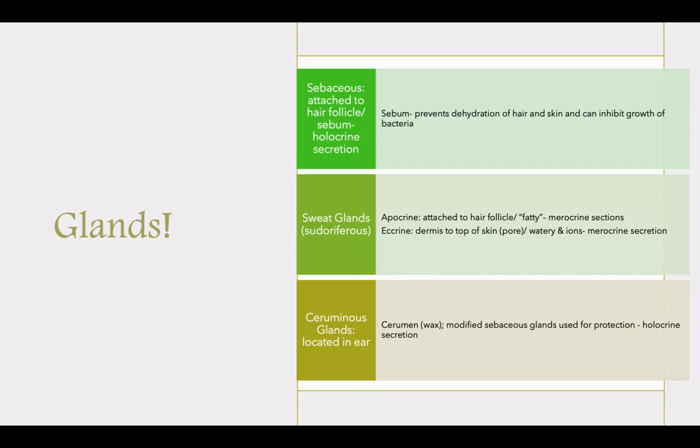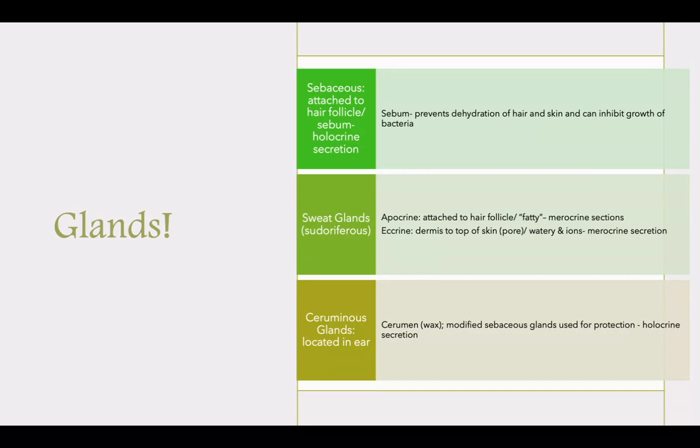Lastly, we have the ceruminous glands. These guys are going to be secreting wax, which in anatomy is called cerumen. All right, so that's earwax. So that is going to be found in the ear. Probably could have guessed that one.